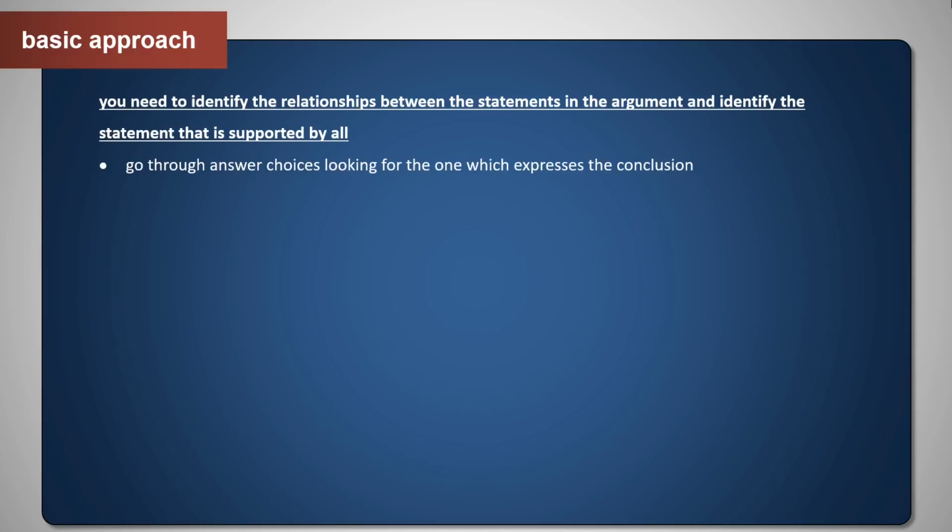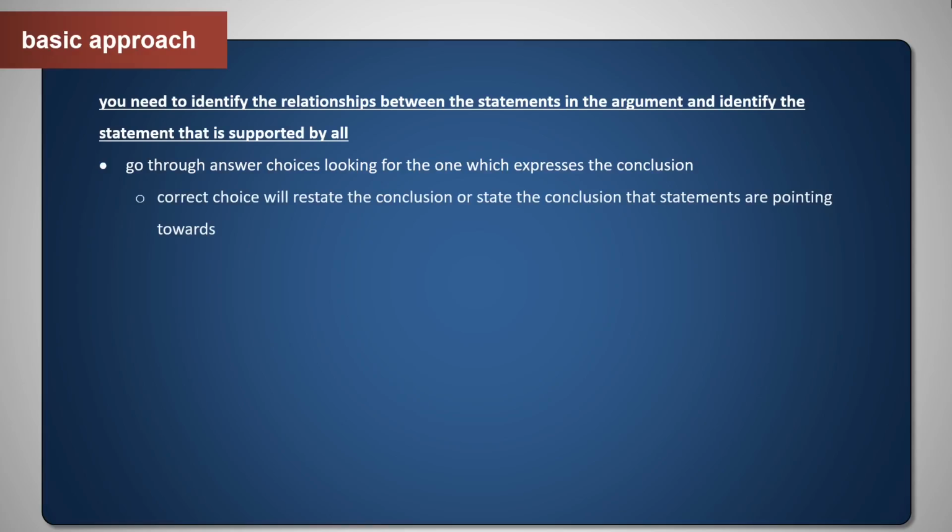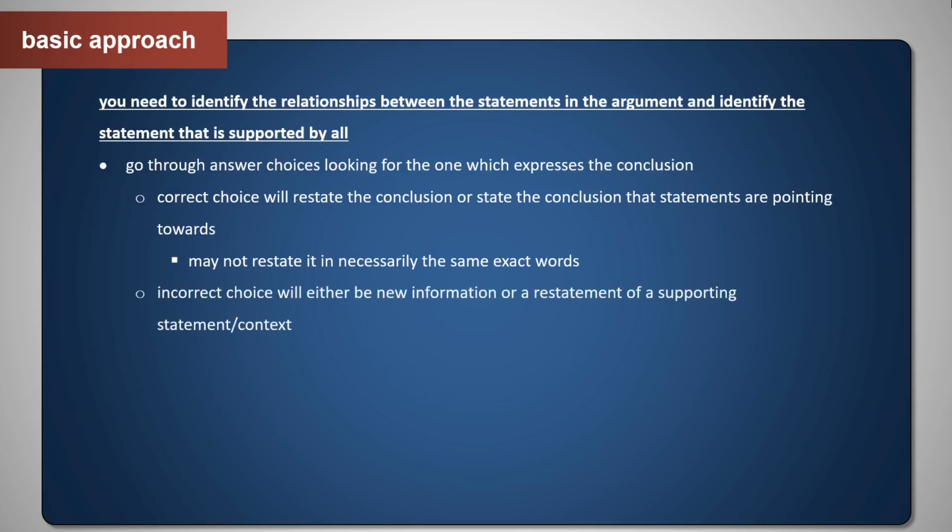Once you do that, you need to go through the answer choices looking for the one which expresses the conclusion. Now, the correct choice will either restate the conclusion or state the conclusion that the statements are pointing towards. So you're either going to have the conclusion already in the argument, or it's going to be something that the statements in the paragraph are leading you towards. If it is in the argument, it may not restate it in necessarily the same exact words. You want to be careful with that. The incorrect choice is either going to be new information or a restatement of a supporting statement or context. So a restatement of something that's not the conclusion.